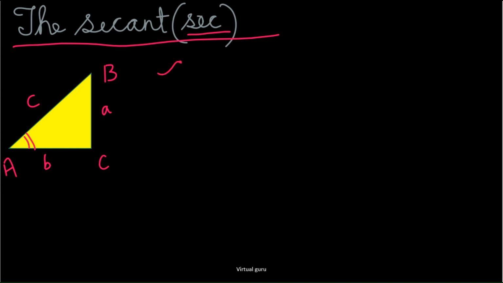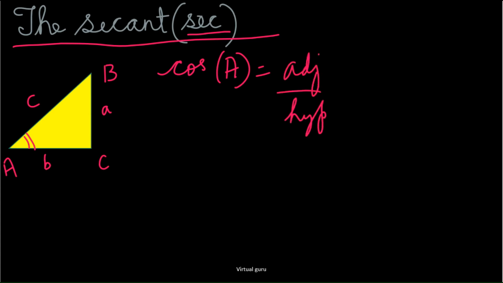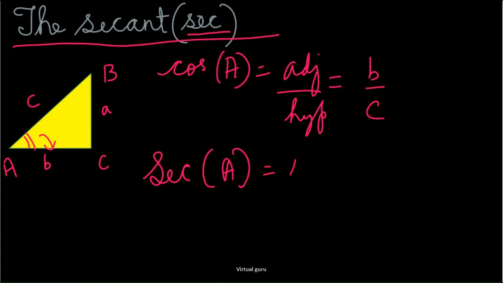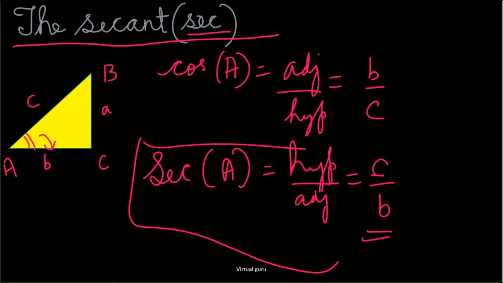So what will be our cos here? Cos is nothing but adjacent to hypotenuse. Adjacent to angle A will be B, then hypotenuse is C. So what will be our secant of A? Secant of A will be hypotenuse to adjacent. Hypotenuse is C, adjacent is B. So this will be our secant of A. This is what we are going to learn in this video.